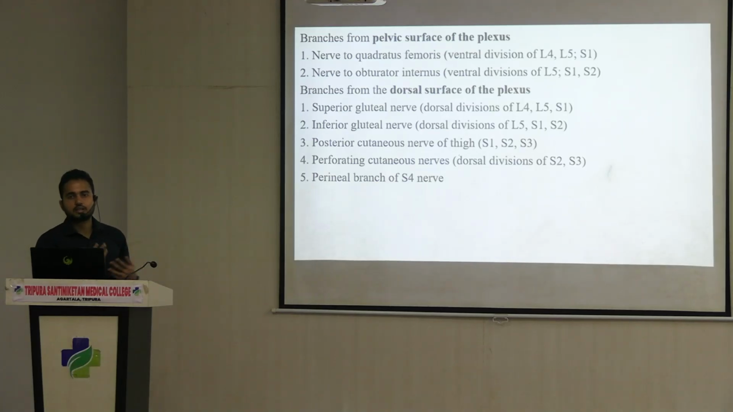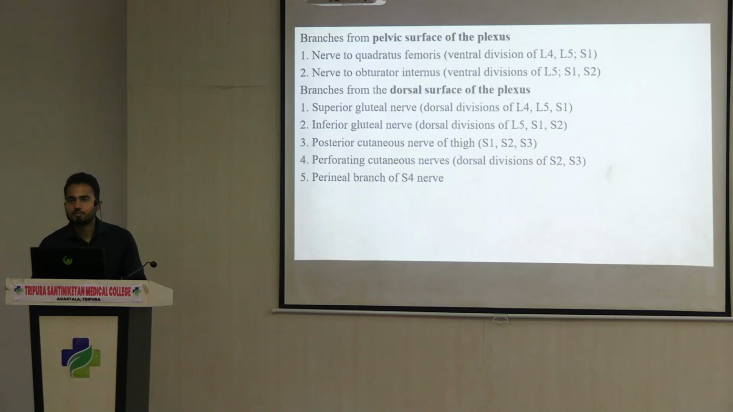And see from the dorsal surface, superior gluteal nerve, that means all the nerves which you have studied in case of the gluteal region, okay, they are arising from this dorsal surface of the plexus. For example, you can see superior gluteal nerve, inferior gluteal nerve, posterior cutaneous nerve of thigh, perforating cutaneous nerve, perineal branch. Okay, so these are arising from the posterior aspect of the plexus.